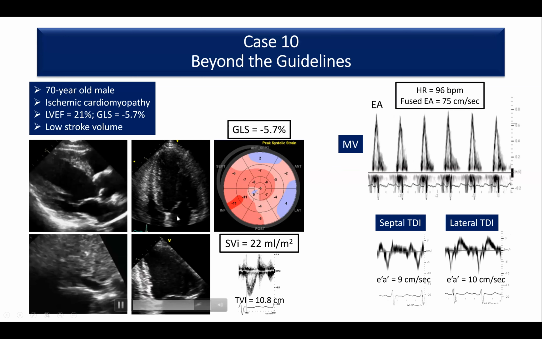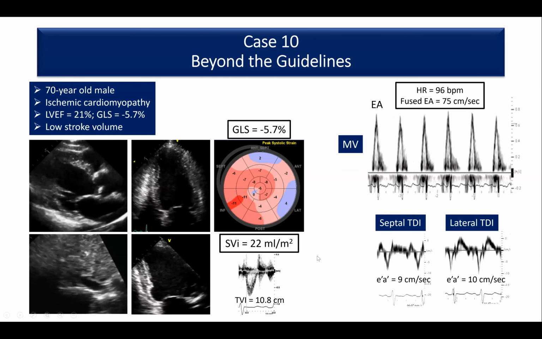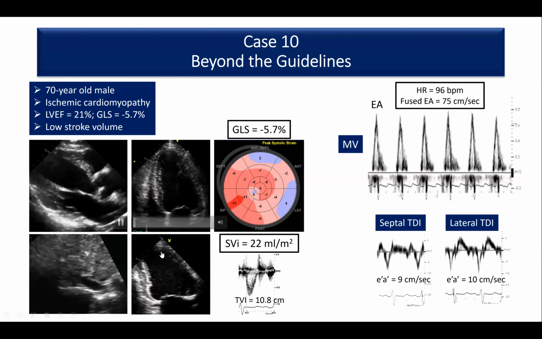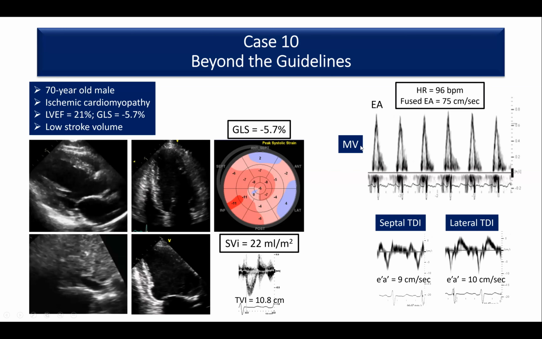And let's look here. You can see, obviously, the ejection fraction is severely reduced. But look at this patient. Heart rate is 96 beats per minute, but the E and A are totally fused. And you look at the septal and lateral tissue Doppler. Also, the E prime and A prime are fused together. So it's not an E prime or A prime, they're fused at 9 centimeters per second, and here at 10 centimeters per second.